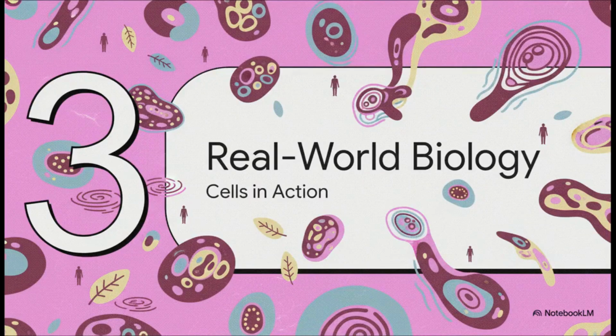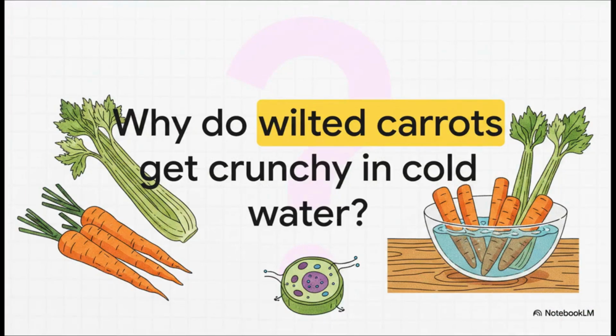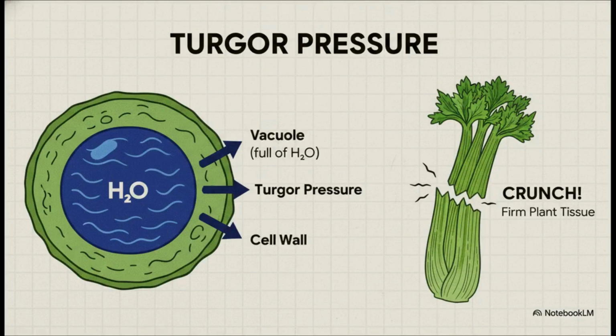All right, let's look at part 3, real-world cell biology. Okay, we've all seen this classic kitchen mystery. You've got some limp, sad-looking carrots or celery sitting on the counter, but you toss them in a bowl of cold water, and within an hour, they are magically crunchy again. Why does that happen? Well, the answer is a perfect demonstration of cellular mechanics in action. It's all about what we call the crispy salad secret.